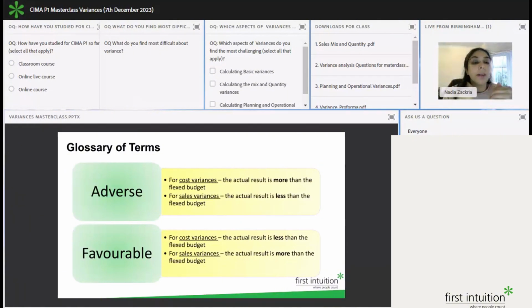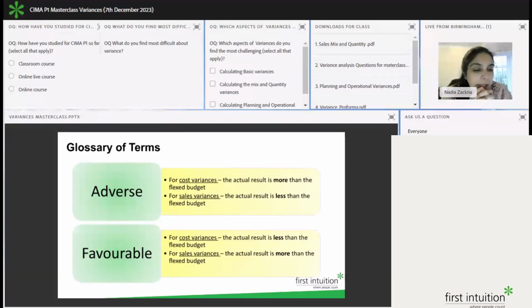Once you're comparing that, the numbers are easy, but what we want to sit back and think is, right, did we spend more or did we spend less? I like to remember things as, is it good or is it bad? Now let's take earnings from sales. We had budgeted to earn 10,000, but we earned 12,000. Is that a good thing or a bad thing?